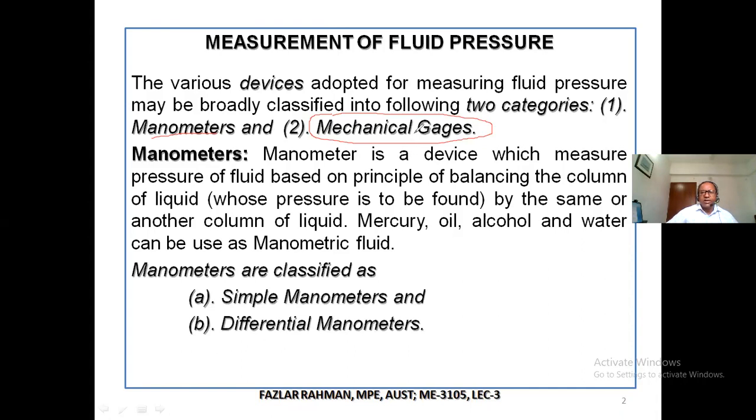With a mechanical gauge, you can just buy it from the store and hook it up with the pipeline or with your cylinder. You will get the pressure reading. But sometimes a mechanical gauge is not 100% accurate. If it is too old, then you will not get an accurate result.